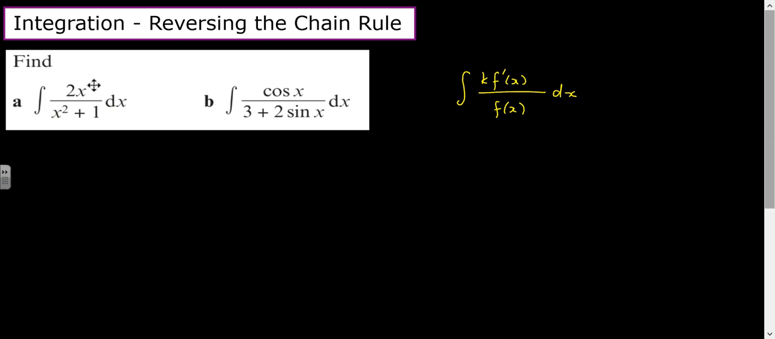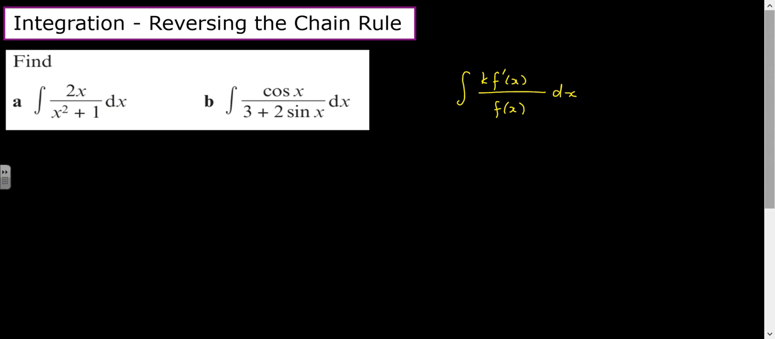Now, you might be asking yourself, what if you differentiate the denominator and you don't get the numerator? Well, then we have other methods that we will learn later in the course to integrate those. But for now, we're going to be looking at examples where we can.